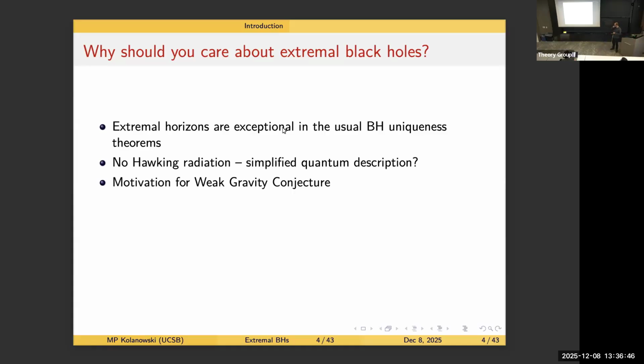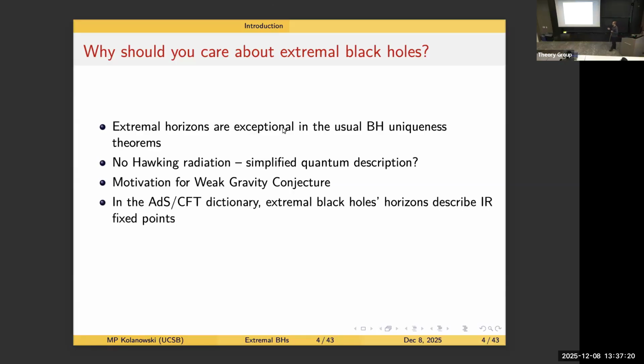Also, extremal black holes are motivation for the weak gravity conjecture. The weak gravity conjecture essentially tells you that any consistent theory that contains gravity and some U(1) should have particles with charges that are larger than their masses. And this goes back to extremal black holes, because then these particles would be an available channel of decay for extremal black holes.